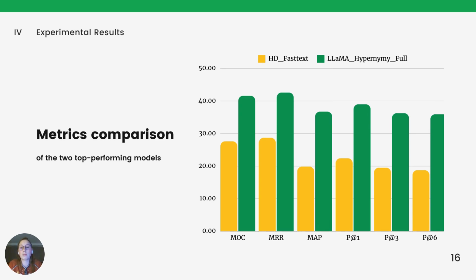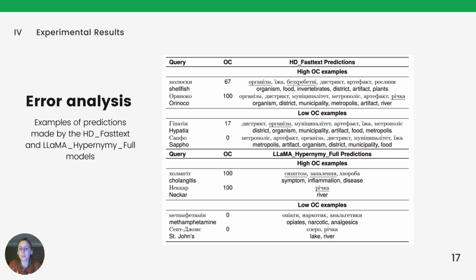Detailed tables comparing metrics for all Hypernym Discovery and LLaMA models are presented in the text of the paper, and on this slide we only compare metrics for the two best models from both approaches and observe a significant advantage of the instruction-following LLaMA over the classical Hypernym Discovery model. We conducted a qualitative analysis and noticed that the Hypernym Discovery model tends to overfit for frequently used hypernyms such as metropolis, municipality, and district. However, when these candidates are true hypernyms, the model suggests them as a first option.